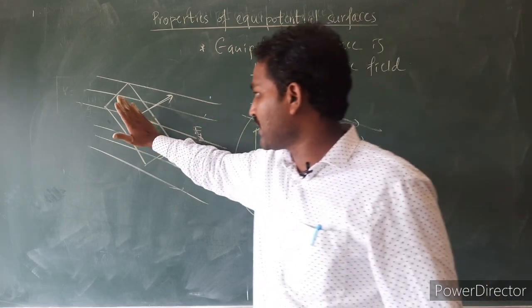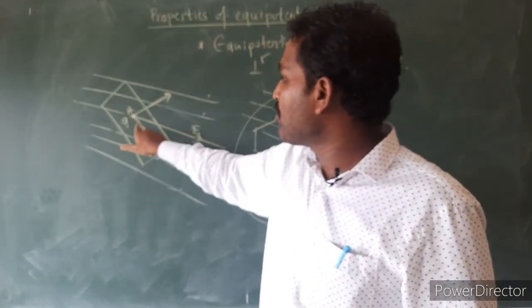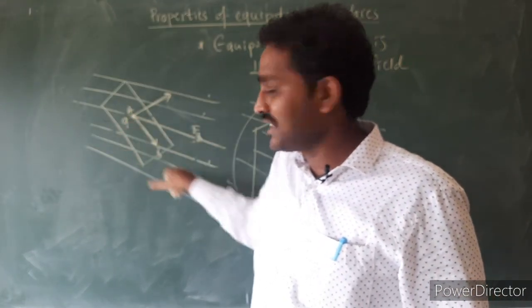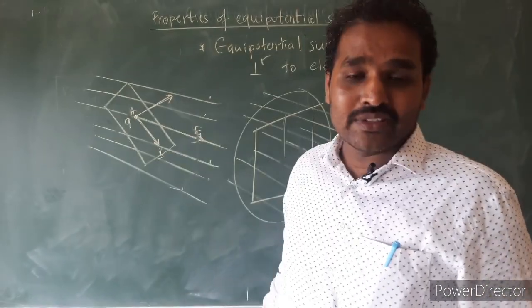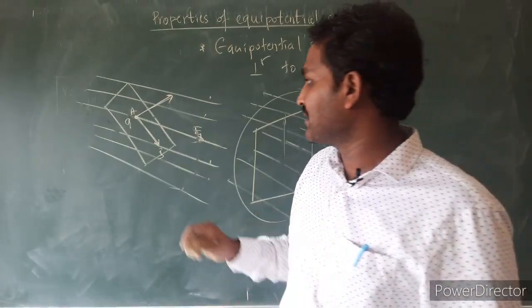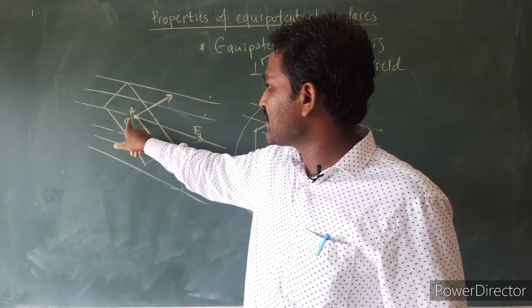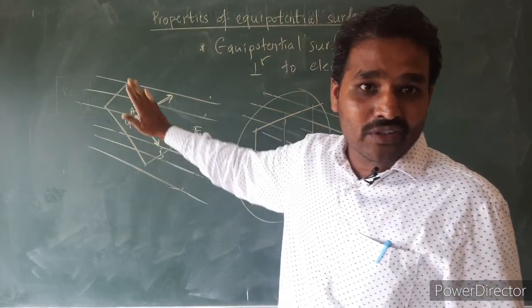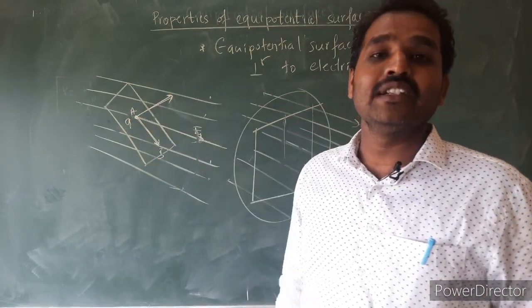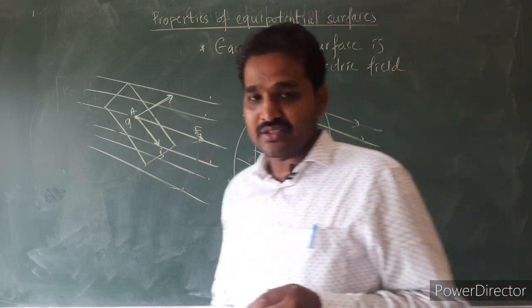If it is not perpendicular, there will be some component of electric field intensity parallel to the surface. So, in that condition, we have to do some work. We have to do some work to move the charge from one point to another point on that surface, which violates the definition of equipotential surface.